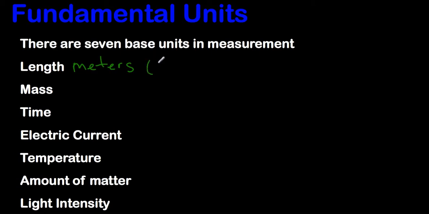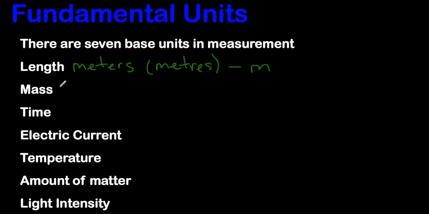M-E-T-E-R-S. Sometimes in IB physics you'll see it written as M-E-T-R-E-S, which is a little bit more European in terms of how it's used. And the simple abbreviation for this is just m. We in America a lot of times use feet, but we want to get used to SI units or international units, which is then going to be the meters.